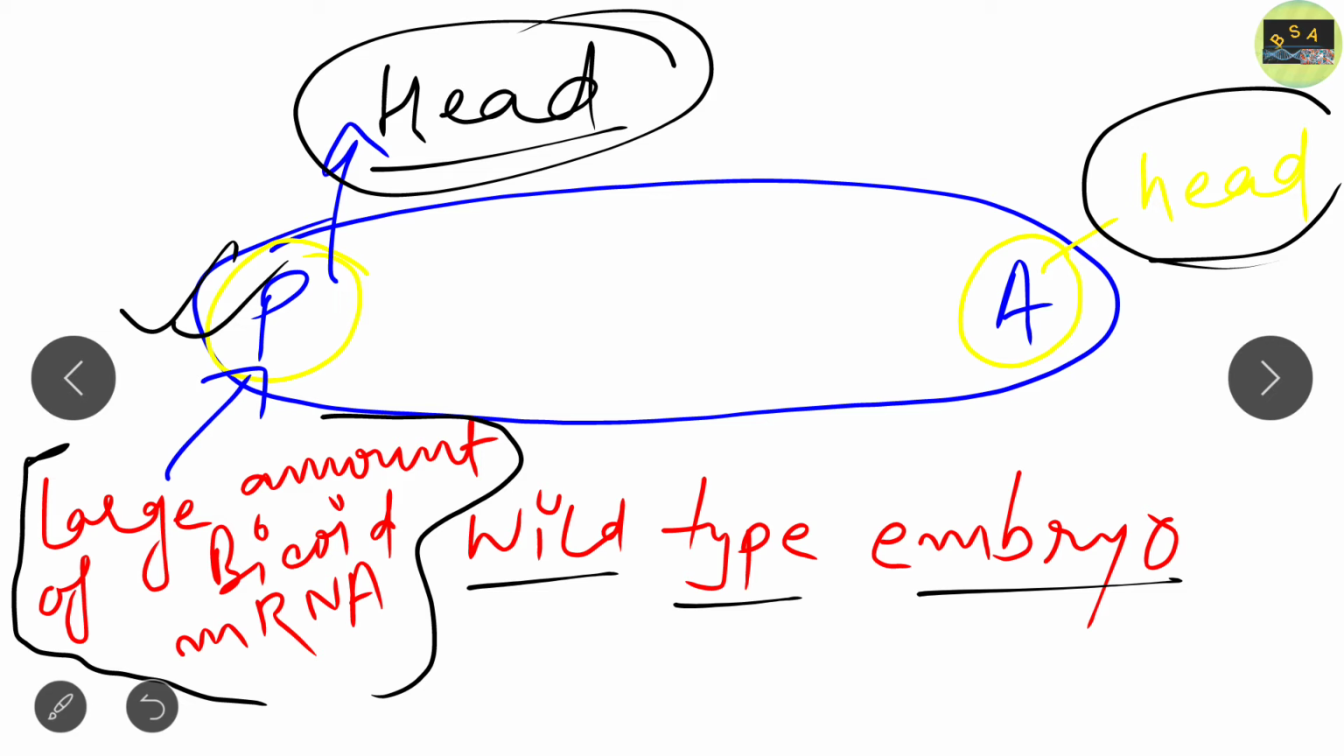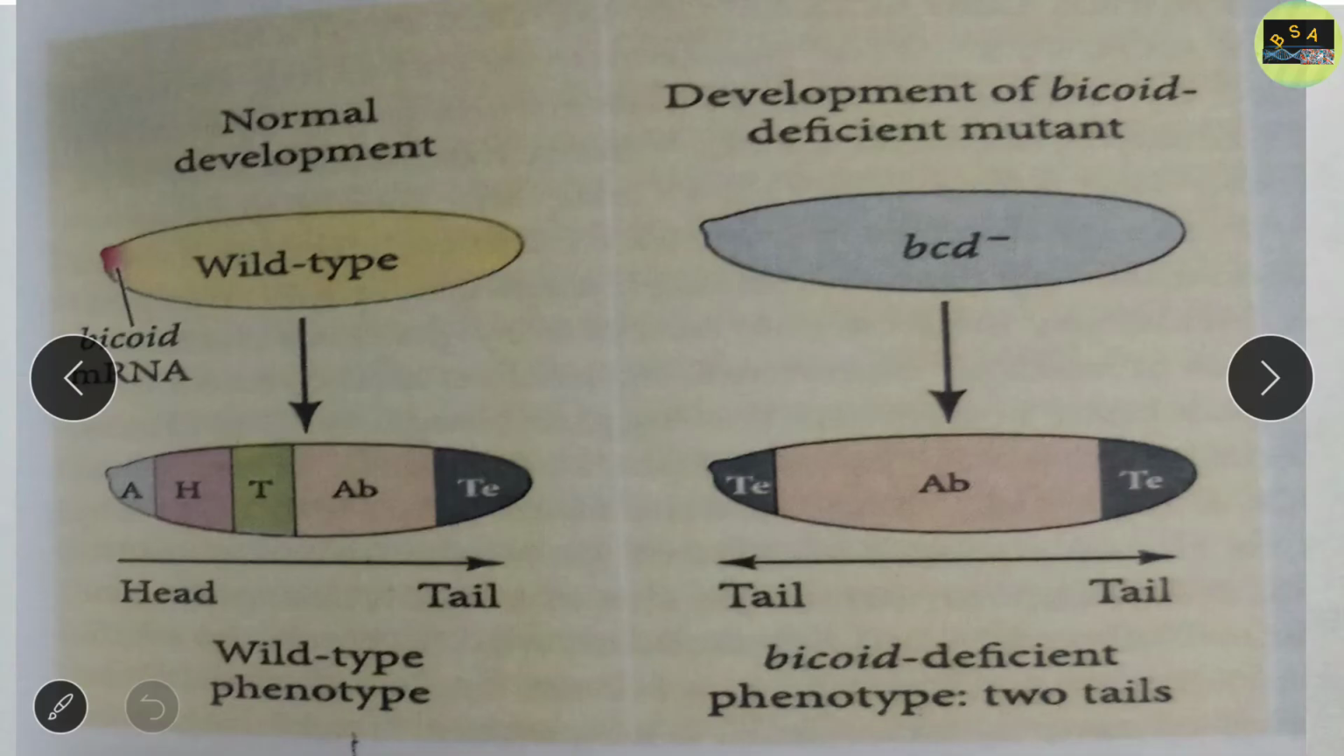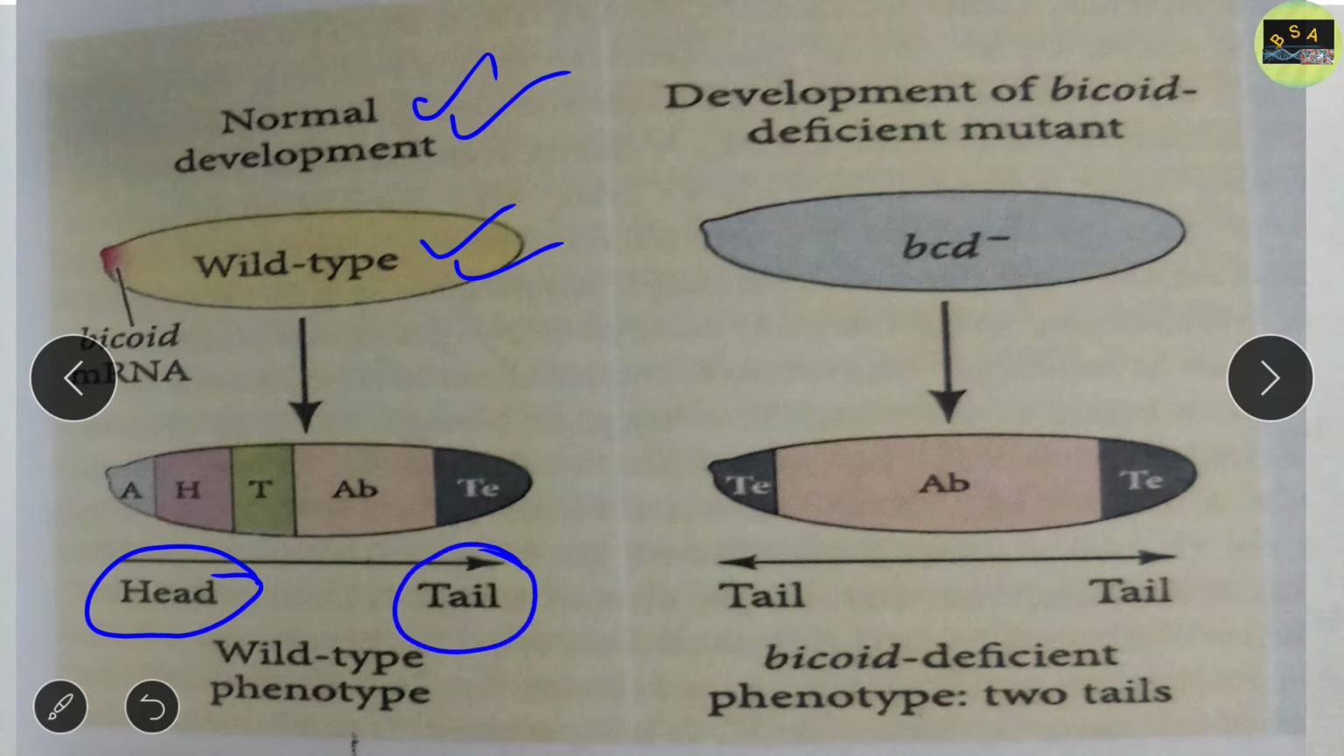Now you will get the idea clear if you look at these figures. Look at this figure. This is a normal development. Normal development means wild type embryo. Wild type embryo means that in the anterior region it will generate head, and in the posterior part it will generate tail. This is a normal development, no problem is there.